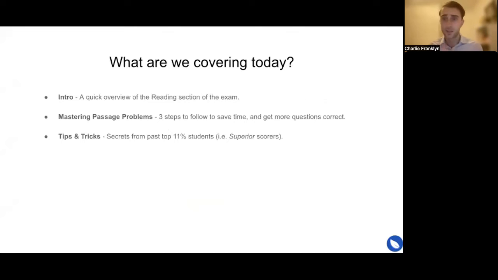And so what are we covering? First thing is a really quick introduction to the reading section of the exam. Number 2, we're going to go through how you can master passage problems. As you would probably know by now, a lot of reading is going through these passages and being able to pick out answers quickly and accurately. A lot of the time, these passages are long, and sometimes they're difficult to read, so we'll be going through how you can really prepare for these. Then we'll also be going through a few tips and tricks from past students who've scored superiors that will hopefully give you an edge and boost your score a little bit in the last few weeks. Let's get straight into that now.